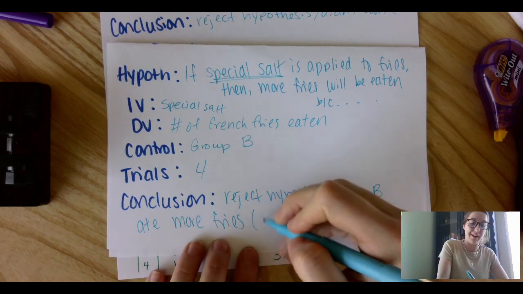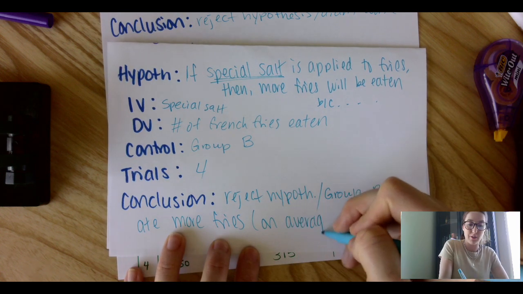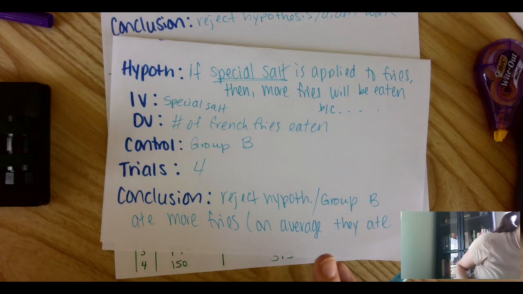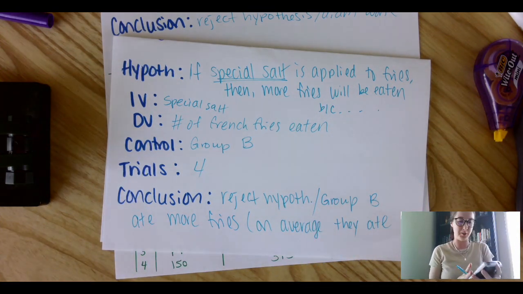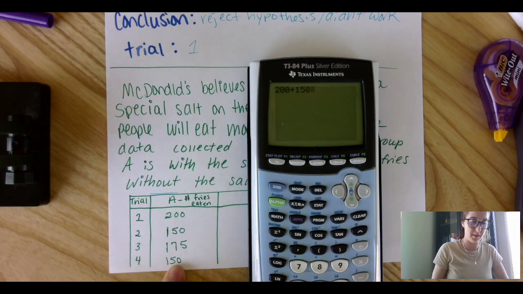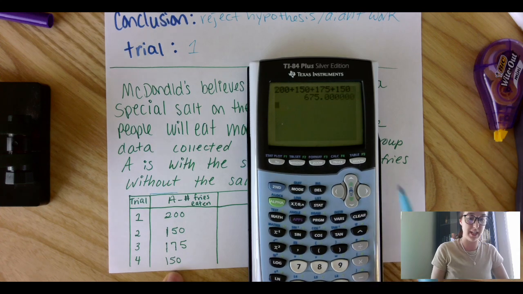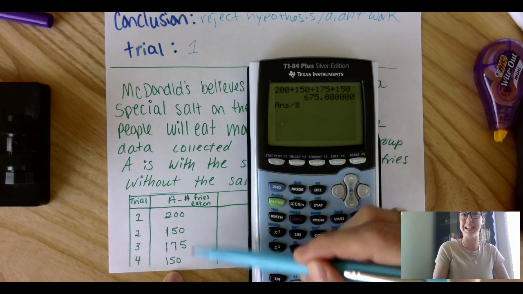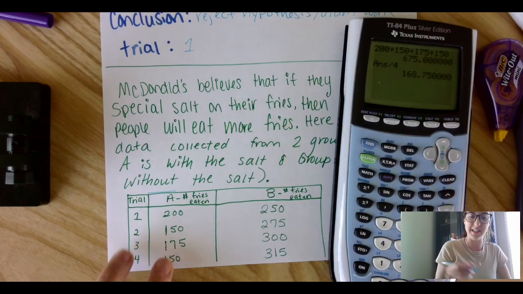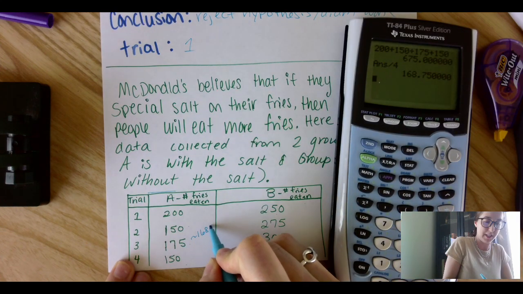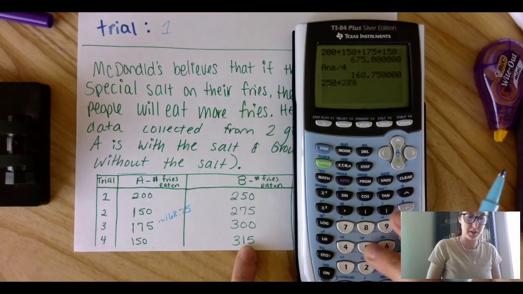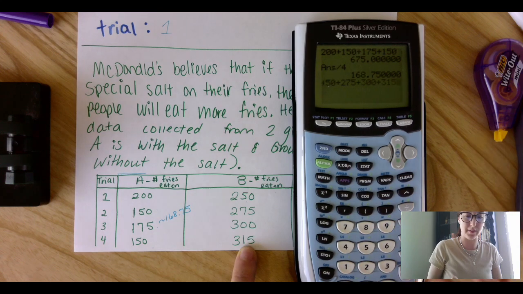And you could even go into average. So you could say on average they ate, and let's do an average here real quick, which is a good time to review how to do average. You're going to add up this data set, so I'm going to do 200 plus 150 plus 175 plus 150, and then I'm going to divide it by the amount of data pieces that I just put in, 1, 2, 3, 4. All right, and I get an average of 168.75.